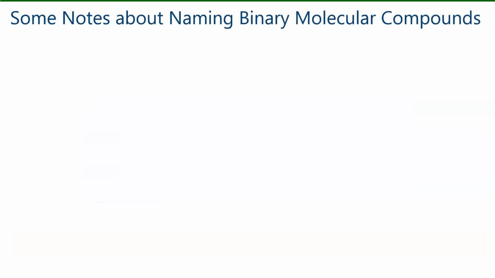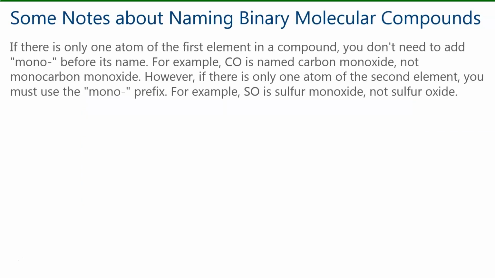Let's look at some notes about naming binary molecular compounds. The first thing we need to note is that if there is only one atom of the first element in a compound, you don't need to add mono before its name. For example, CO is named carbon monoxide. We don't say monocarbon monoxide. However, if there's only one atom of the second element, you must use the mono prefix. For example, SO is sulfur monoxide, not sulfur oxide. So again, don't use mono if the first element contains only one, but you do use mono if the second element contains only one.